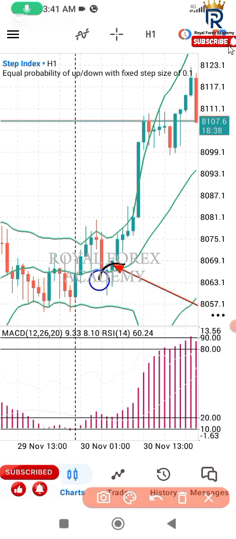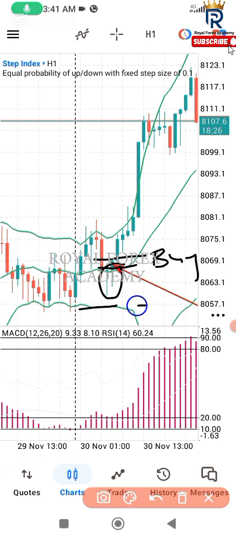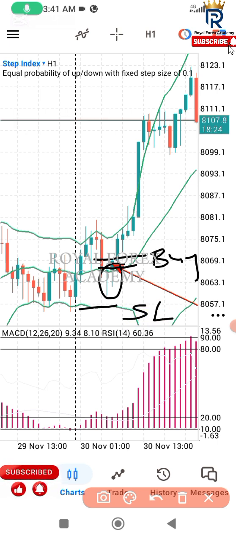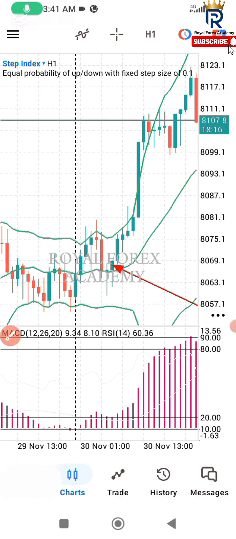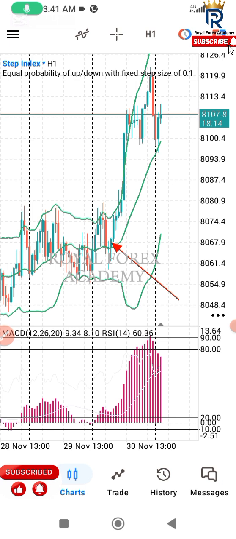Immediately we have this double pin bar. Price closes above the middle Bollinger Band, so you buy here. Your stop loss is here, and then you can see how price plays out all the way to the upside. This is much easier, it is simple and straightforward. It is not a complex strategy, so you can leverage on this.